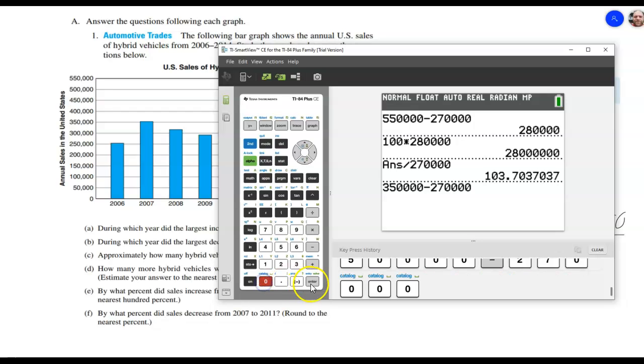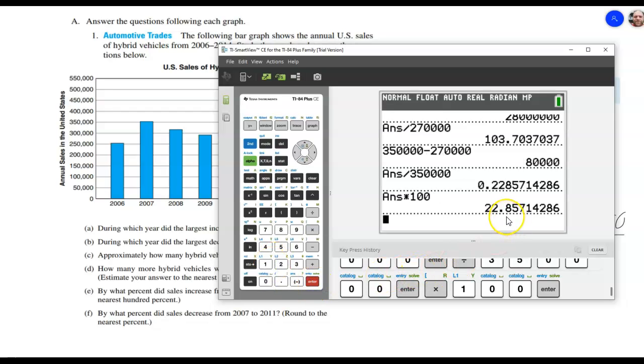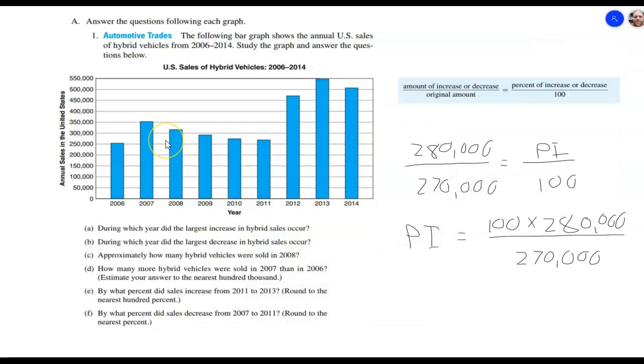270,000. So here is the amount decrease, 80,000, and we're going to divide that by the original amount, which was the 350,000, and multiply that by 100, and we're going to get around 22-23% on that one. So somewhere between there. Remember, these aren't exact because we don't know the exact values of these bars here.